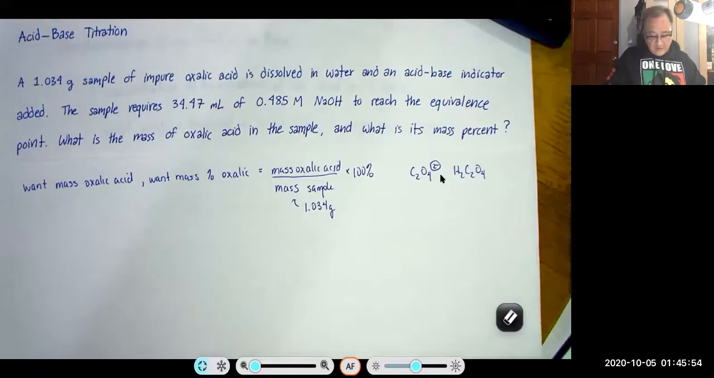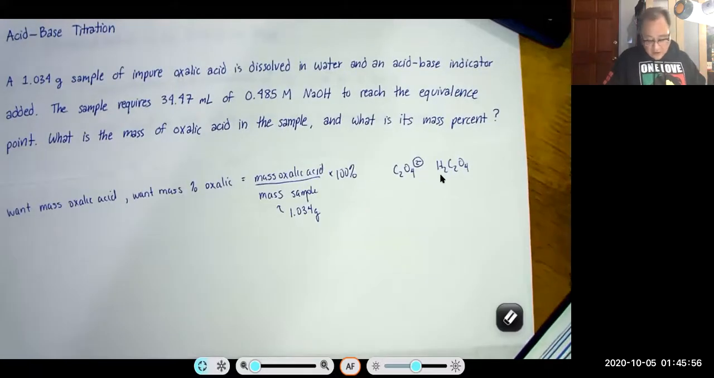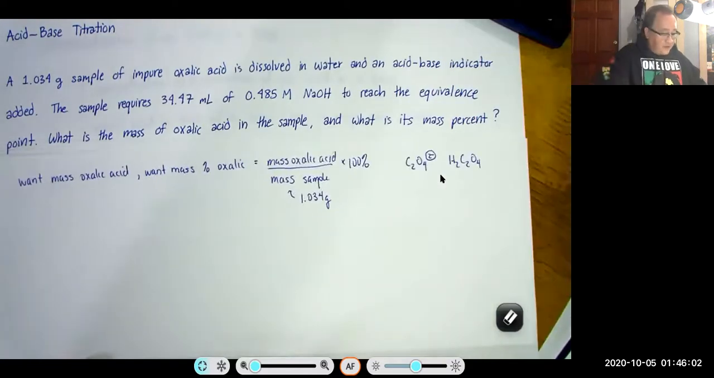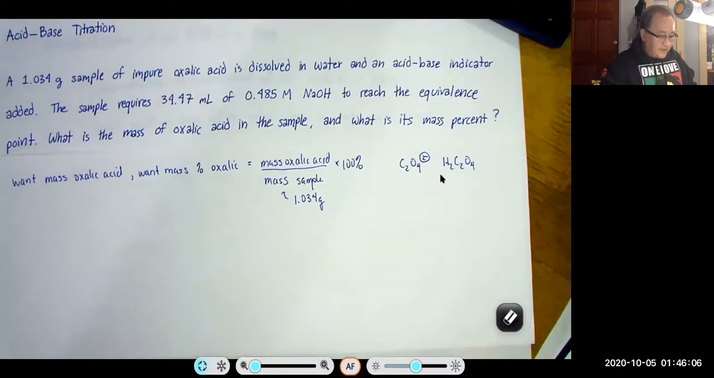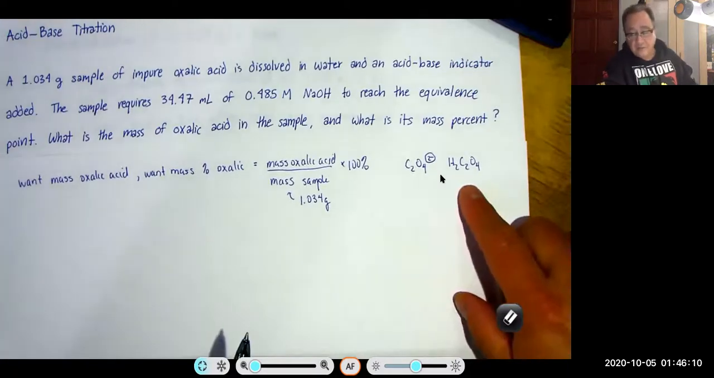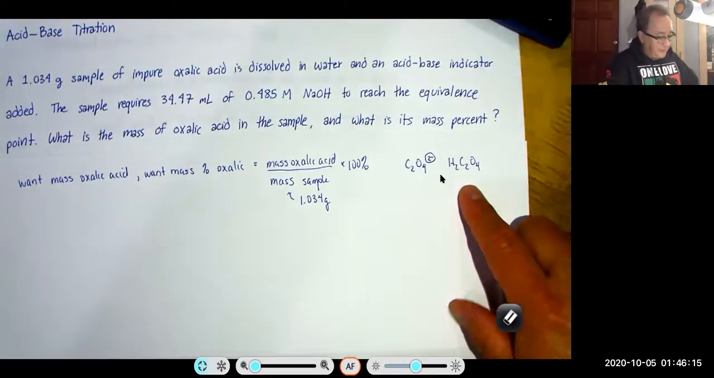previously done. So when I look at oxalic acid, sure enough, it is H2C2O4. Okay, so you can always look these things up in your book if you need to. On the exam, this would be a formula you would not expect to know. I would not expect you to know, and I would give this to you.